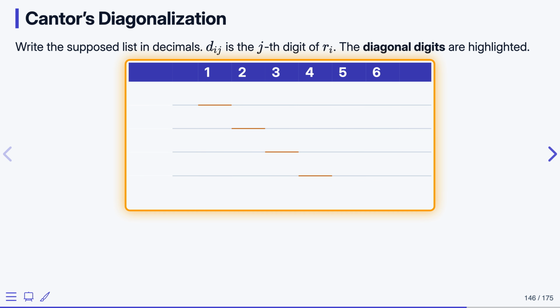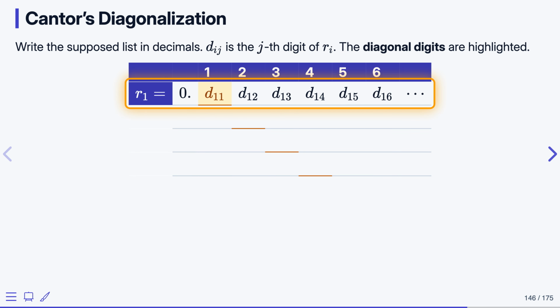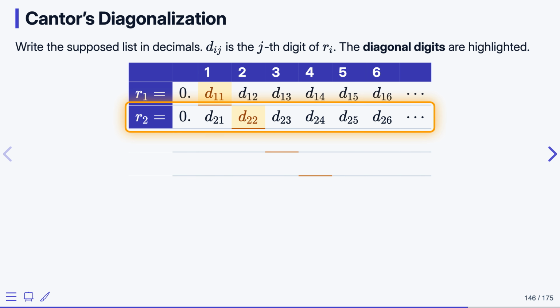We assume the numbers between 0 and 1 can be listed, so let us write that list out as decimals. Line 1. The first number, R1, has digits D11, D12, D13, and so on after the decimal point. Its first digit is highlighted. Line 2. The second number, R2, has digits D21, D22, and so on. This time the second digit is highlighted.